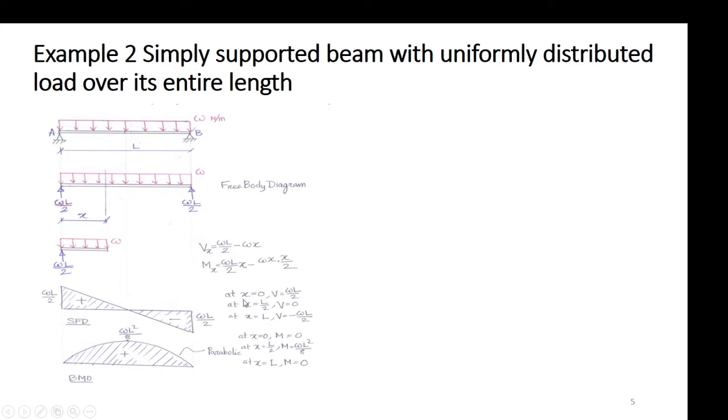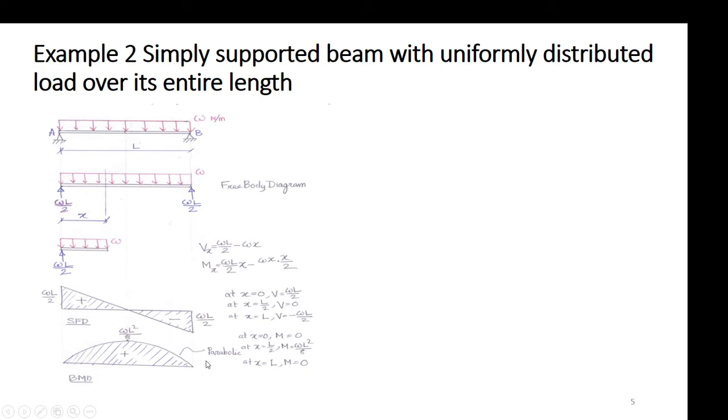So you put x equal to 0, you get the shear force omega L by 2, which is positive shear. You put x equal to L by 2, you will find the shear force is 0, and if you put x equal to L, you will find the shear force is negative omega L by 2. So this expresses the shear force diagram.